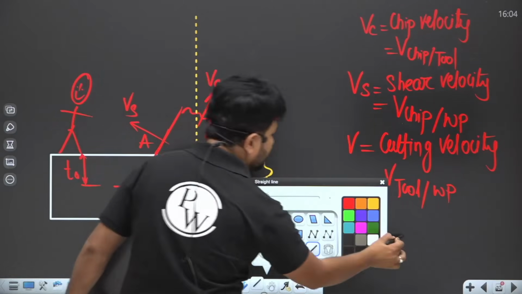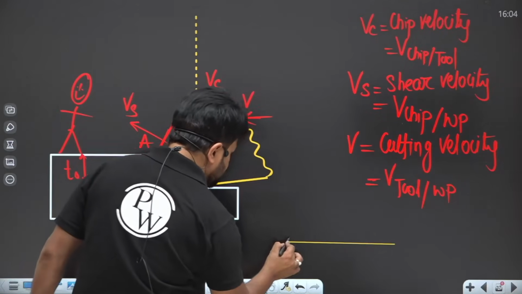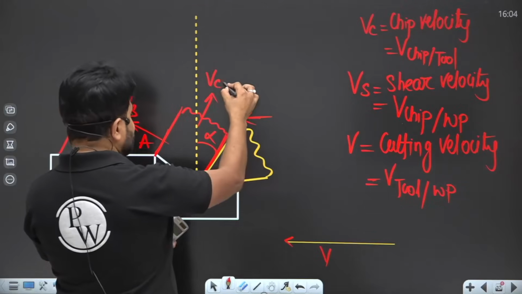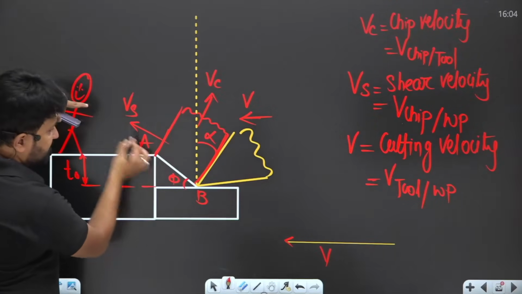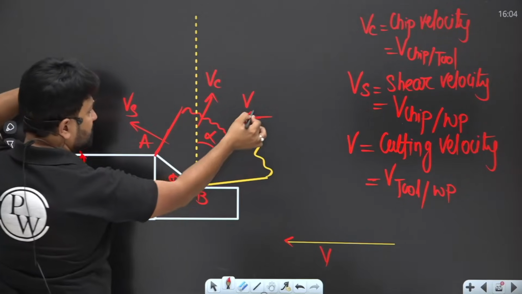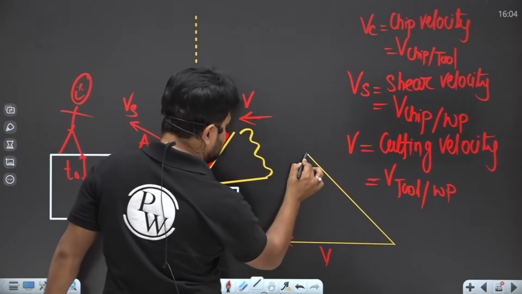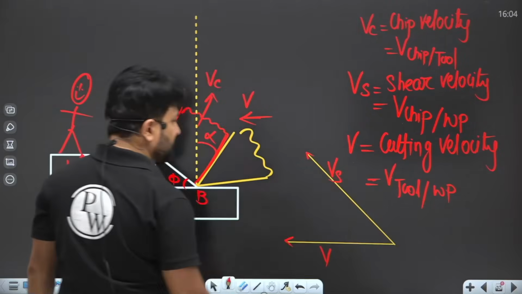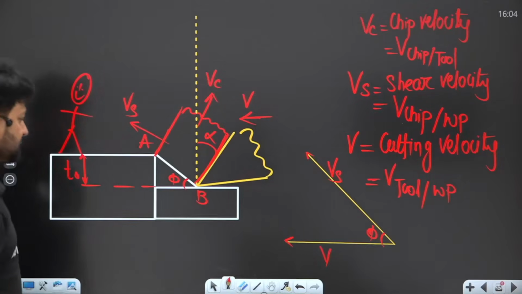So look, V is horizontal. This is the cutting velocity V. Now this is VC, and this is VS. VS is along the shear plane. It means it makes an angle phi from the horizontal, and along the horizontal there is the cutting velocity. So my dear student, this is your VS. It makes an angle phi with the cutting velocity.